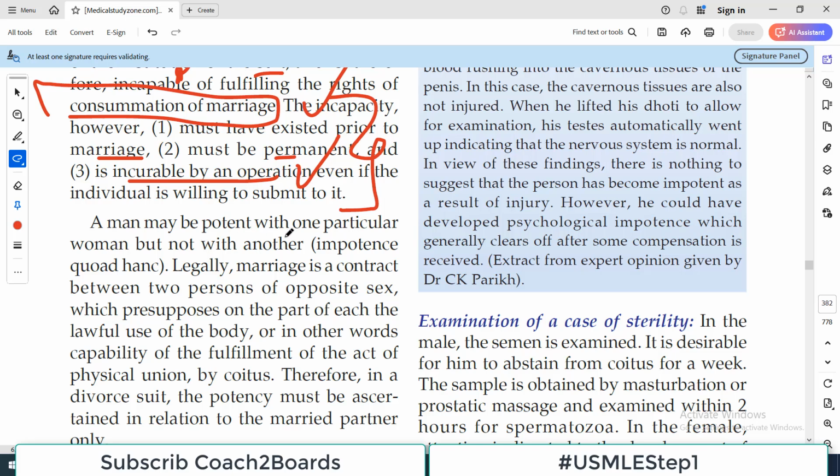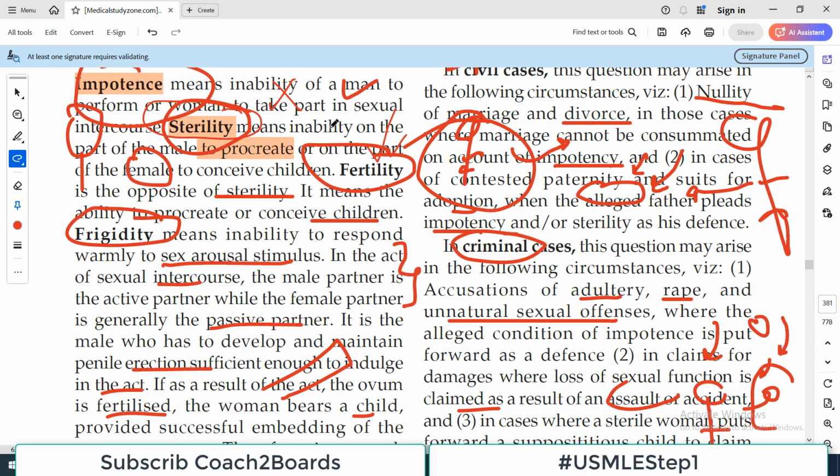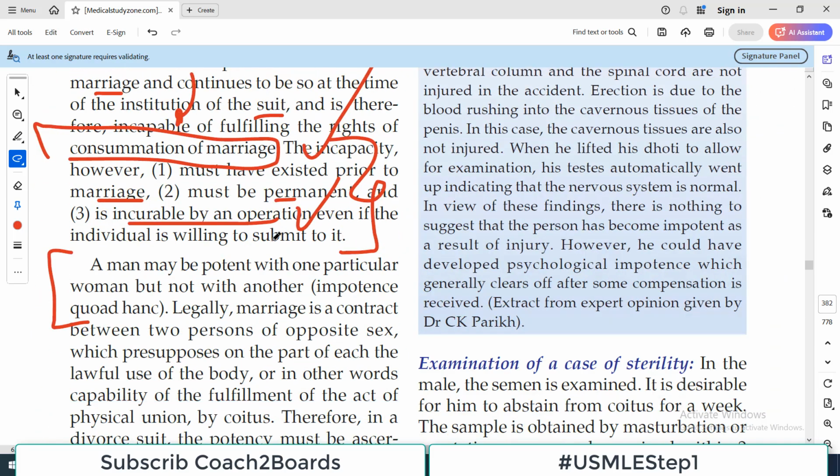A man may be potent with one particular woman, but not with another. Now listen to this very, very carefully. This is where this word comes in, you know. Frigidity. Maybe someone is sexually very much attracted and aroused towards one particular female and not the other one. So that is the scenario which you have to consider, right?